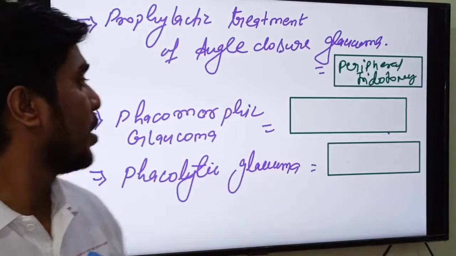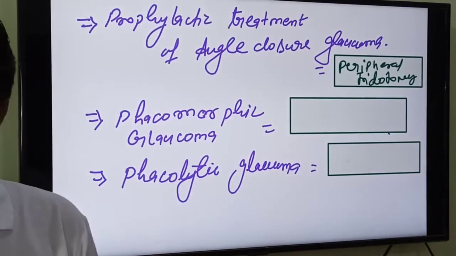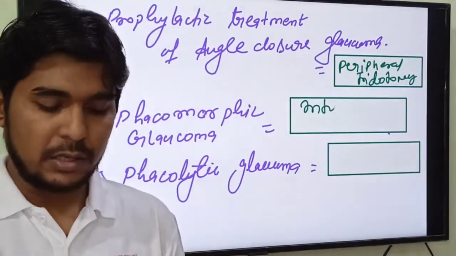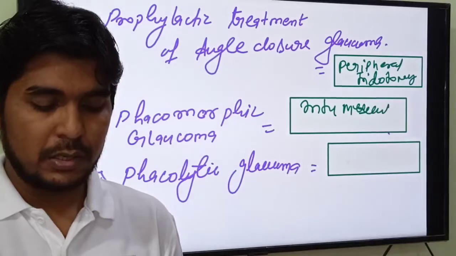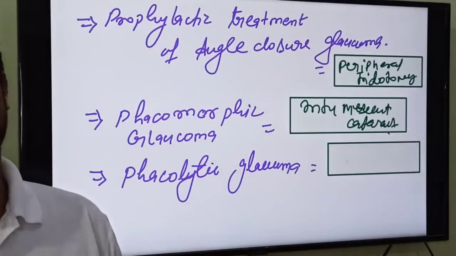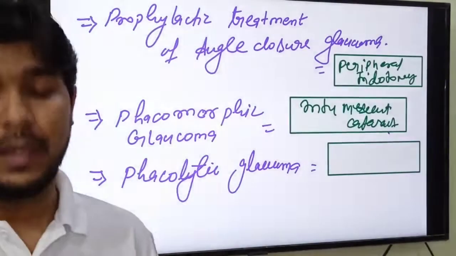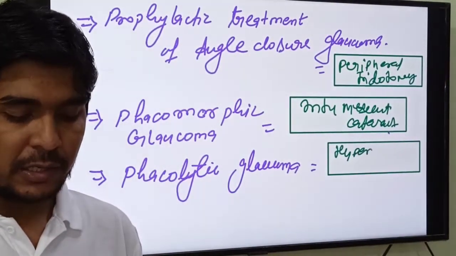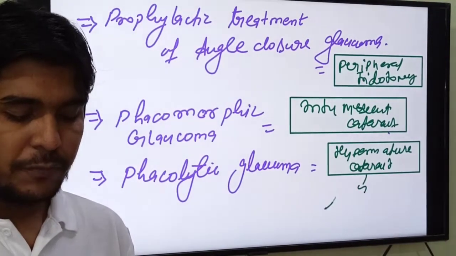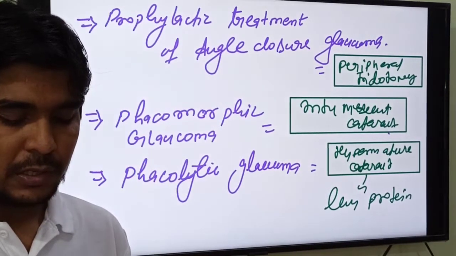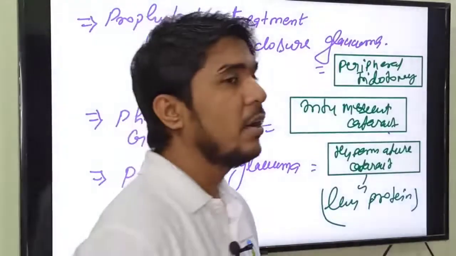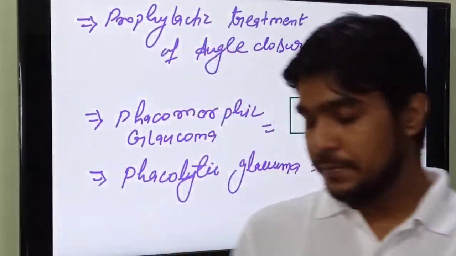Peripheral iridotomy. Phacomorphic glaucoma is because of which type of cataract? Intumescent cataract. And phacolytic glaucoma is because of which type of cataract? Anyone? Hypermature cataract. It is because of lens protein. This lens protein causes clogging of the angles, leading to glaucoma.